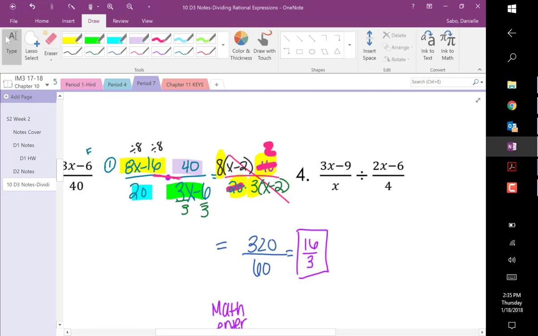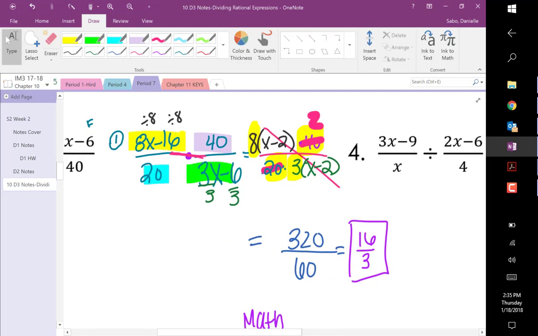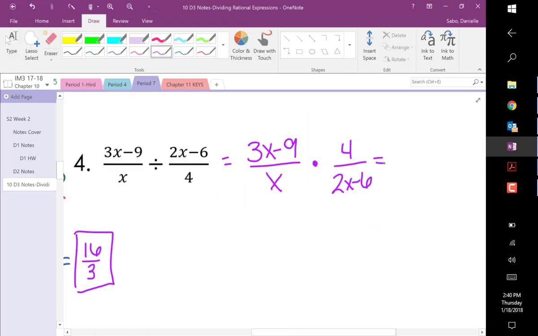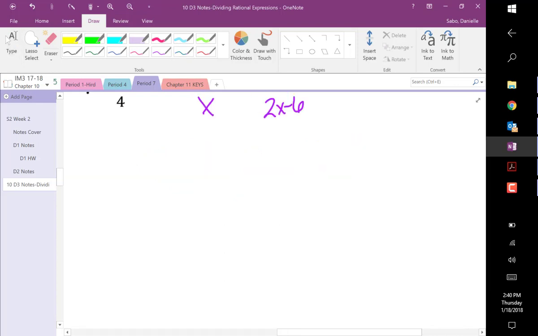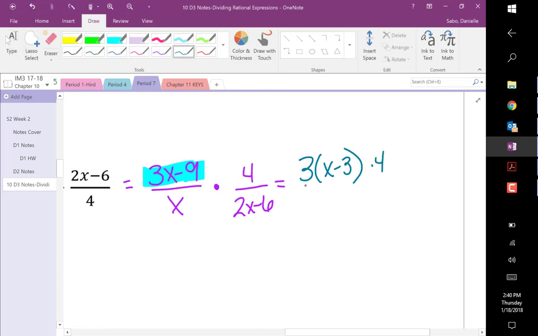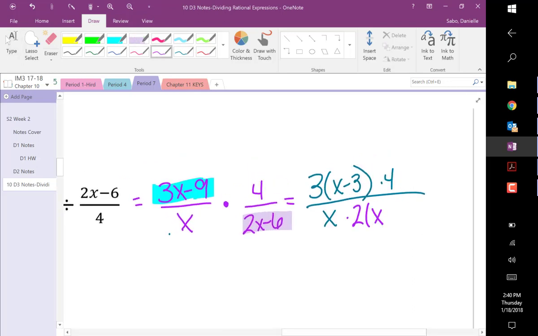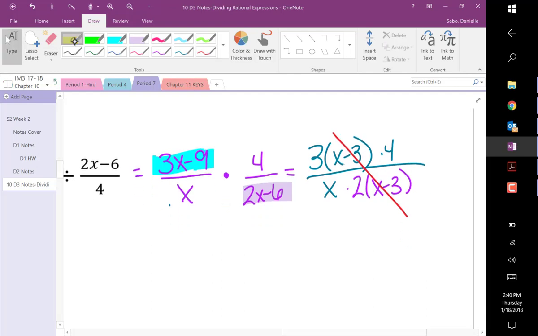I want you to really try to look at the example and see if you can do it really well. This piece here in blue, you took a 3 out, you guys were correct. Then you wrote out your 4, so times 4. You wrote out your x because these two can't factor. However, this guy in purple, he can. I can factor out a 2. And I'm left with x minus 3. Then we multiply what's left over.